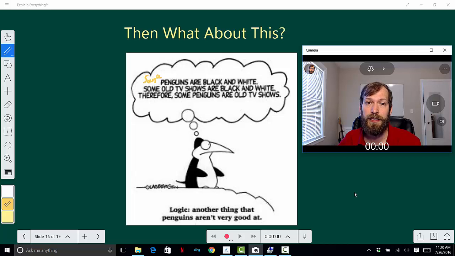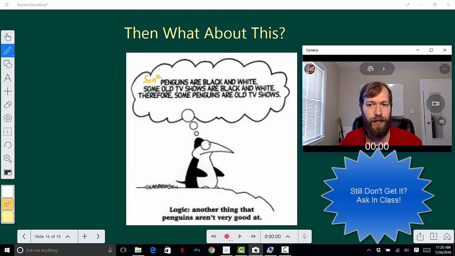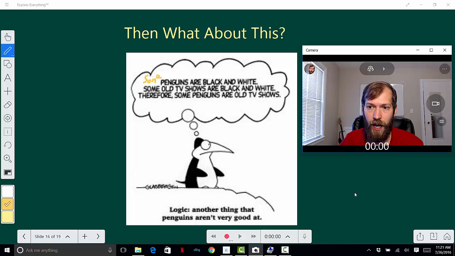And some old TV shows are black and white. That's true too. But we would not be confused in this case to think that those are good reasons for believing that some penguins are old TV shows. We're not going to be confused about that. And this is what we call a counterexample, and it provides an even clearer illustration of why the previous argument was a bad argument. Just because those premises are true, it's not going to guarantee the truth of the conclusion.